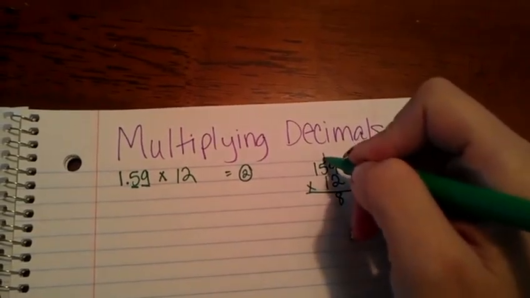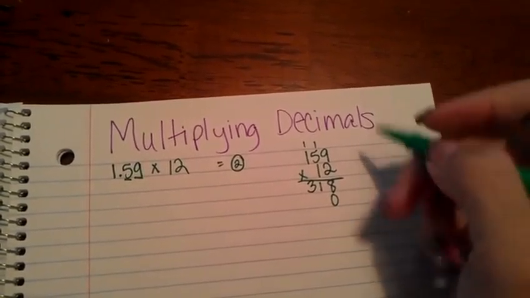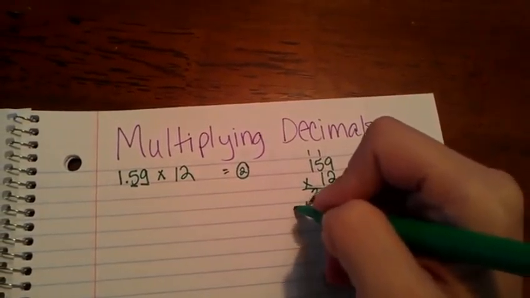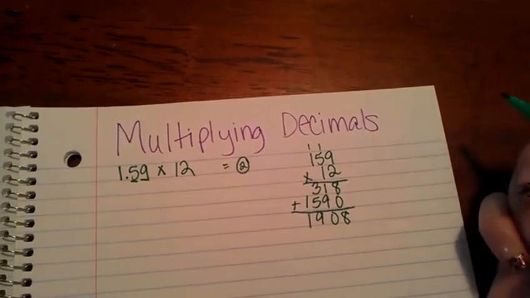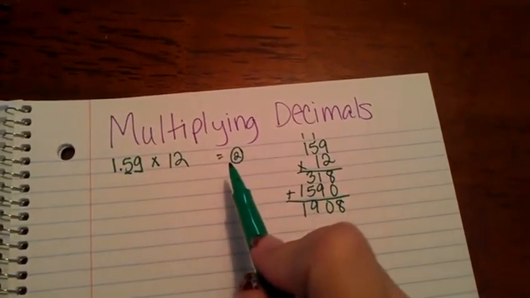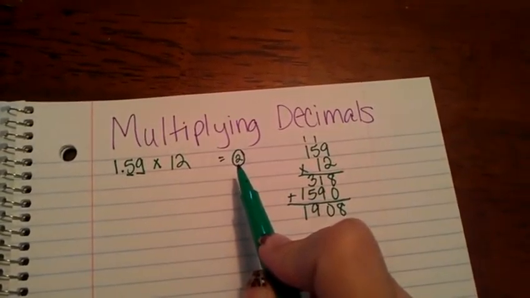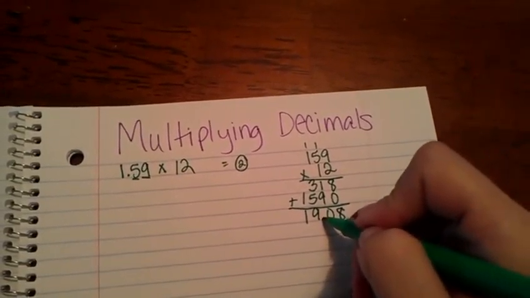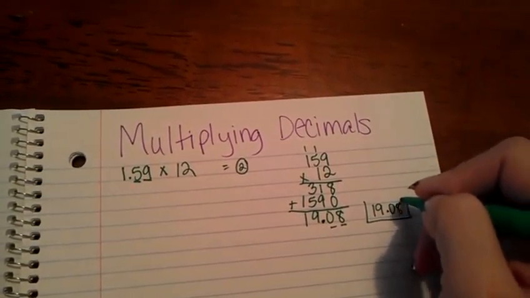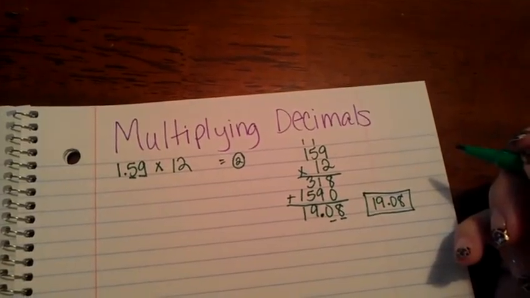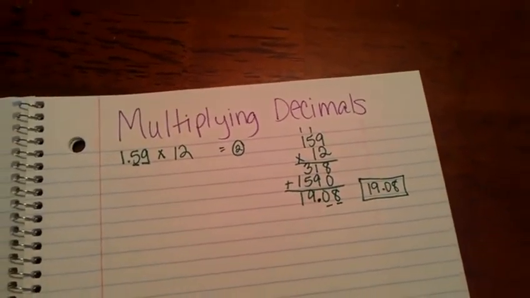9 times 2, 18. Okay, hold my place. Okay, so here's my answer. Now I'm going to go back to this number that I came up with at the beginning, 2 decimal places, and I know that my answer has got to have 2 decimal places. 1, 2. So my answer is 19.08. So you're just multiplying numbers like we've learned how to do for the last several years. The only thing you have to figure out is where does my decimal go.